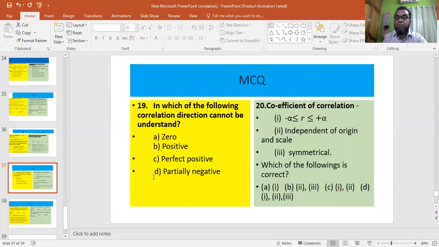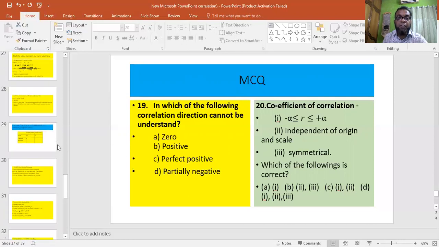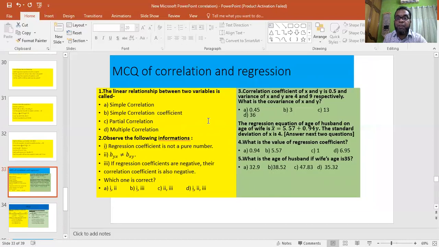I think you have understood everything in the MCQ questions that I have discussed earlier. If there is any problem, you can ask me. Number 1, A. Number 2, D. Number 3, B. Number 4, A.